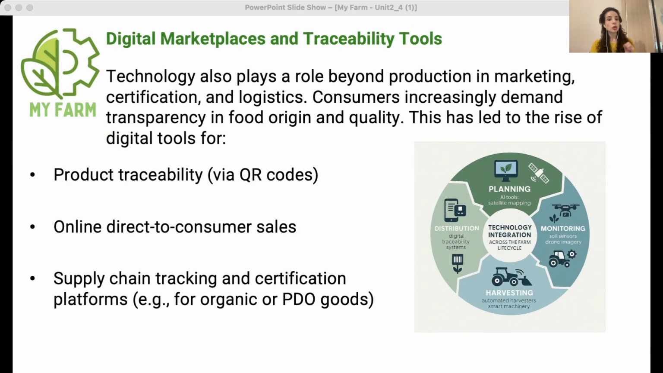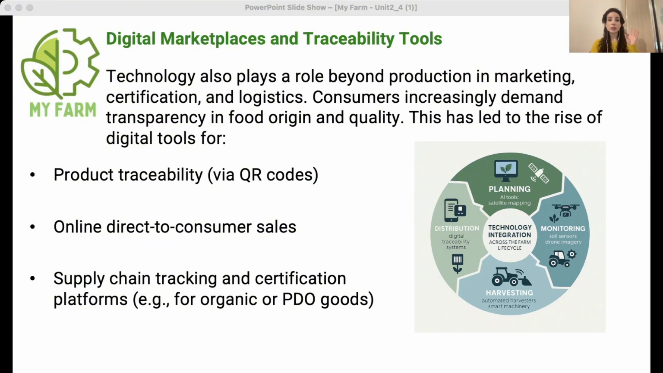Technology also plays an important role beyond production, especially in marketing, certification, and logistics. Today's consumers are no longer satisfied with just buying the food. They increasingly want to know where it comes from, how it was produced, and whether it meets certain quality or sustainability standards.